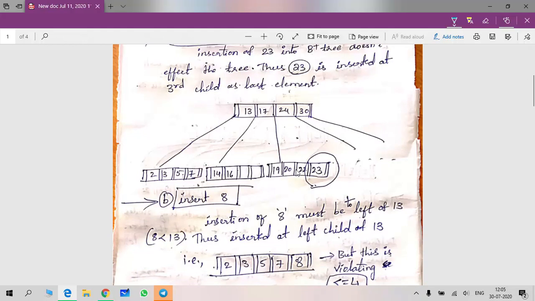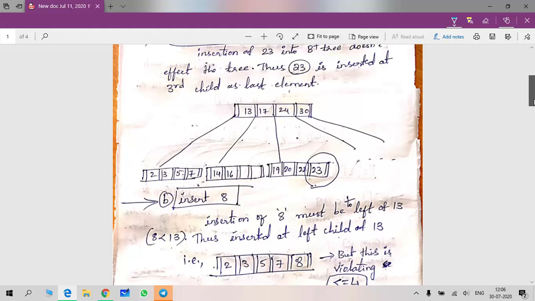So 19, 20, 22, 23. We have to check again whether it is exceeding the limits of the B plus tree or not. 17 is lesser than 23, so it is to the left side, and 24 is to the right. That is why we are inserting in between 17 and 24 as shown.